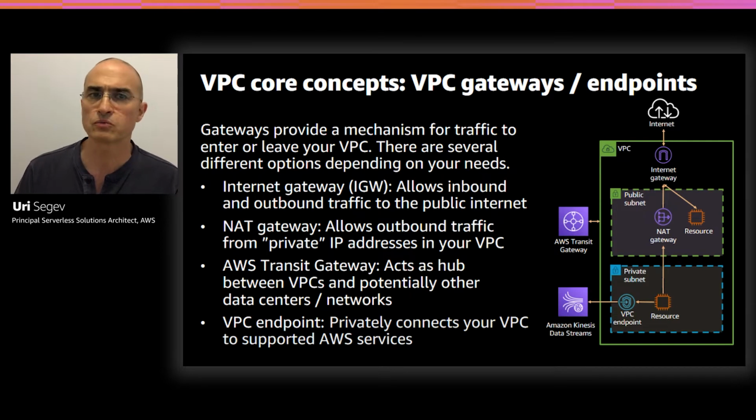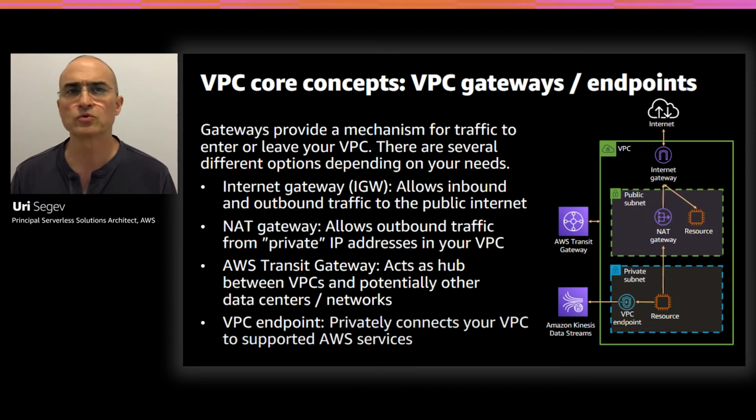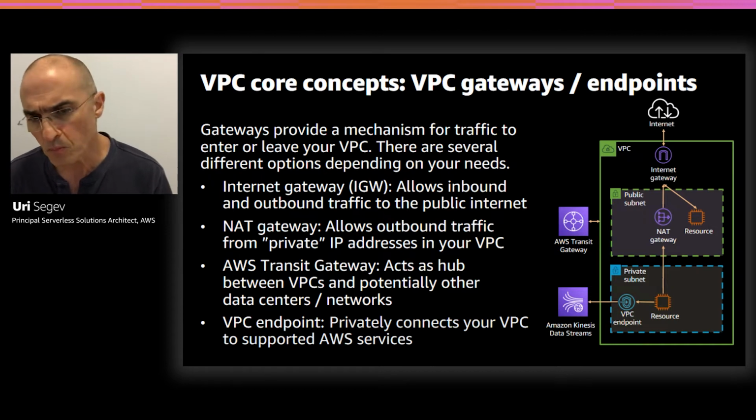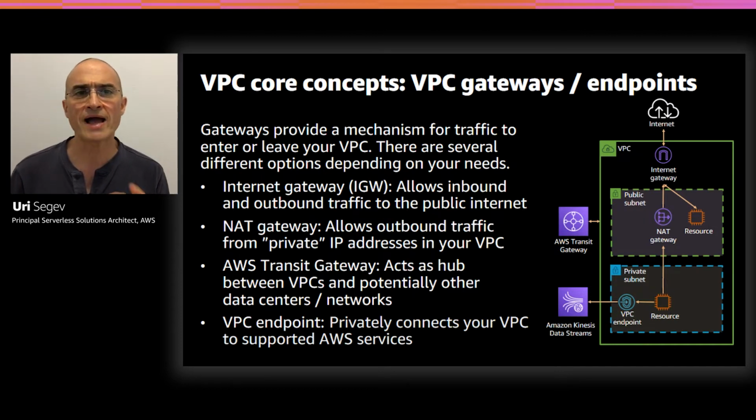Those other private networks might be other VPCs, or it can be your on-prem data center using Direct Connect or VPN. And when you need to do that, you can do it using a transit gateway. If you only need to connect 2 or 3 VPCs, you can also use VPC peering, which is not mentioned here on the slide. And the fourth one is when you need to access AWS services in the region.